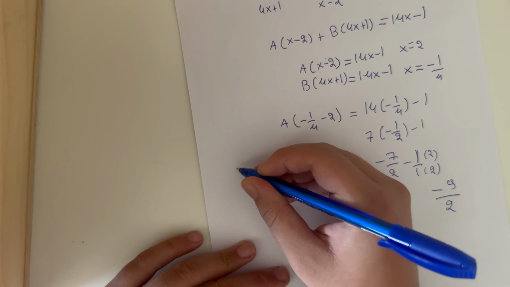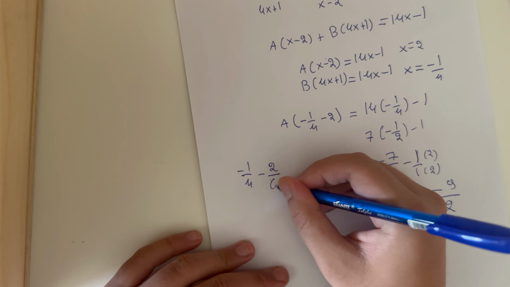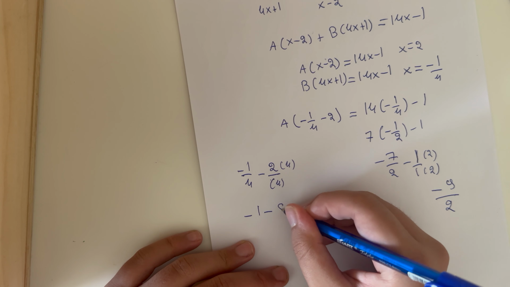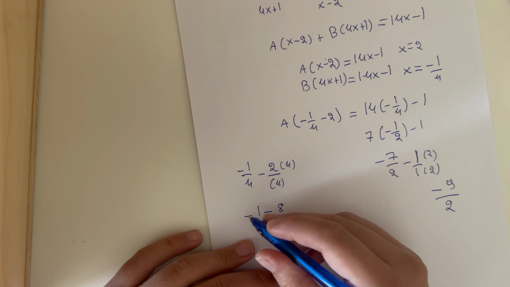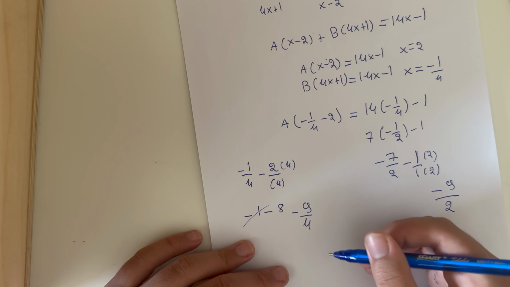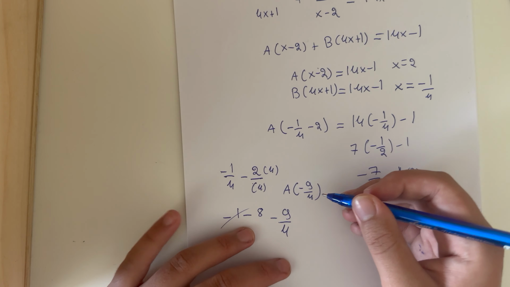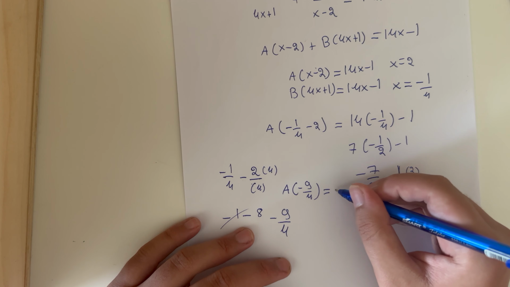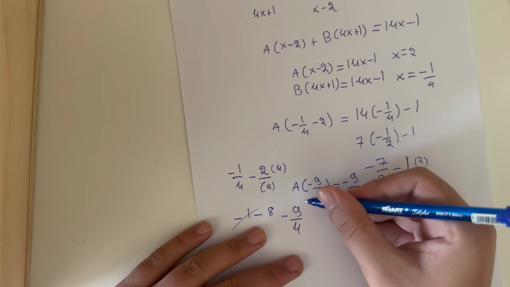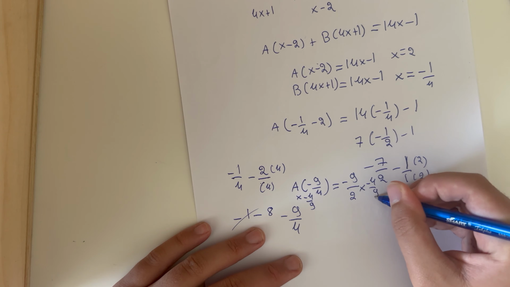And now let's solve for the left. So we have negative 1/4 minus 2. So we're going to go ahead and multiply this by 4 and multiply this by 4. So we get negative 1 minus 8. So we're left with negative 9/4. So I have A times negative 9/4 is equal to negative 9/2. I'm going to multiply by the reciprocal. So I multiply this by negative 4/9, and I also multiply this by negative 4/9.